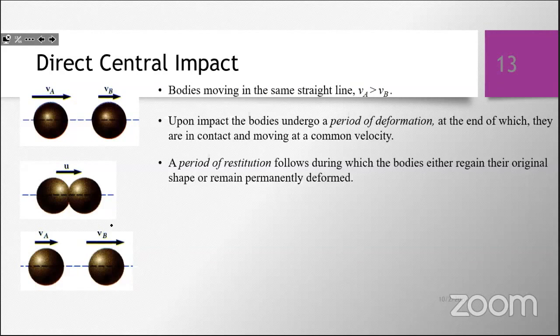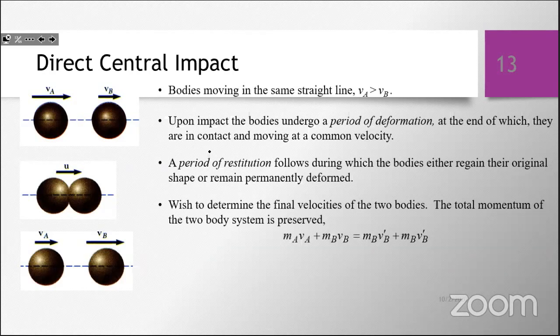But if you ever watch a slow motion video of two things colliding, you will see they will hit, and then both objects will deform a little bit, right? Because there's some energy that is being given off by each. What happens next is we call the period of restitution, right? So after they deform, they're going to bounce back to their original shape in most cases, right? In a perfect world, everything would bounce back to its original shape, right? They either regain their shape or they remain permanently deformed, one or the other.